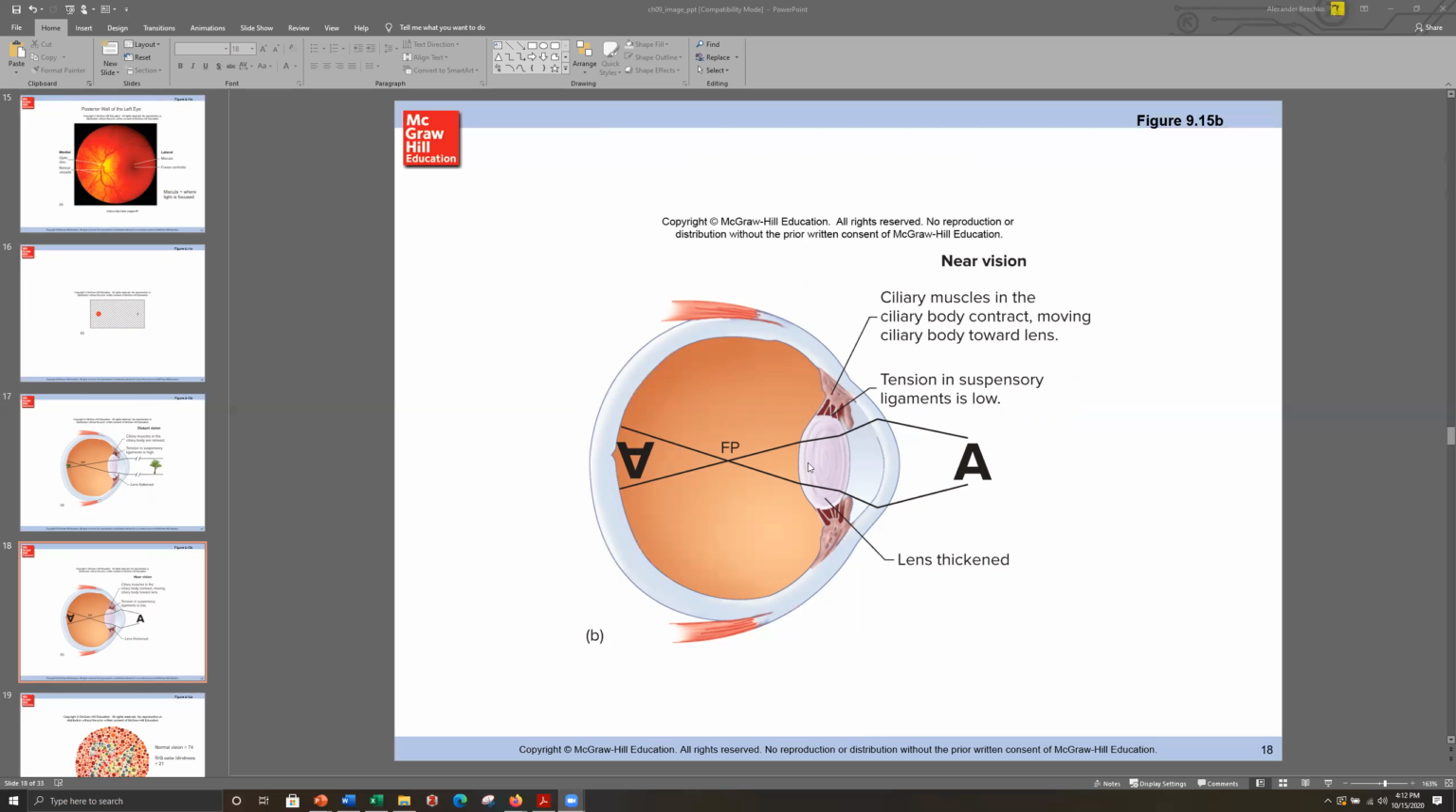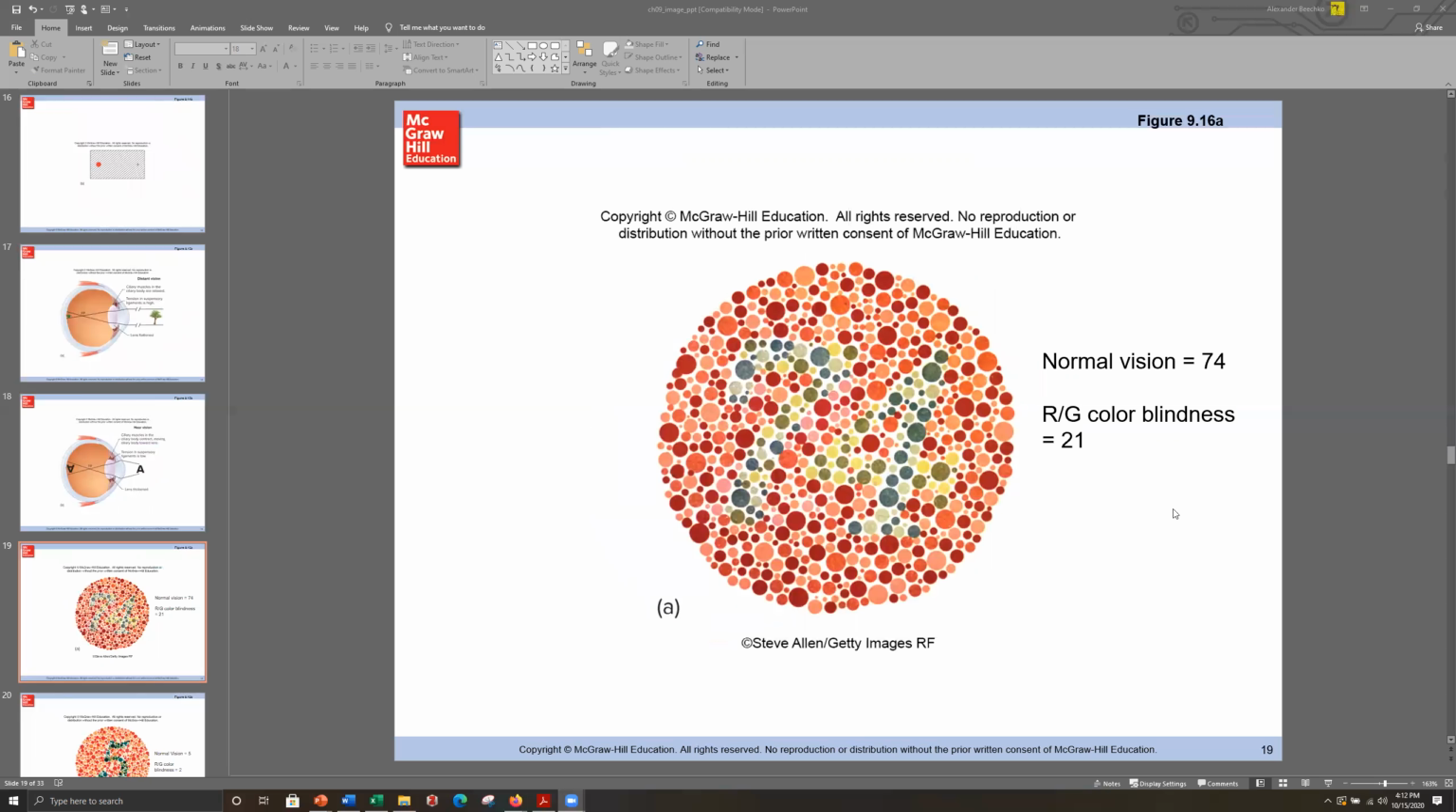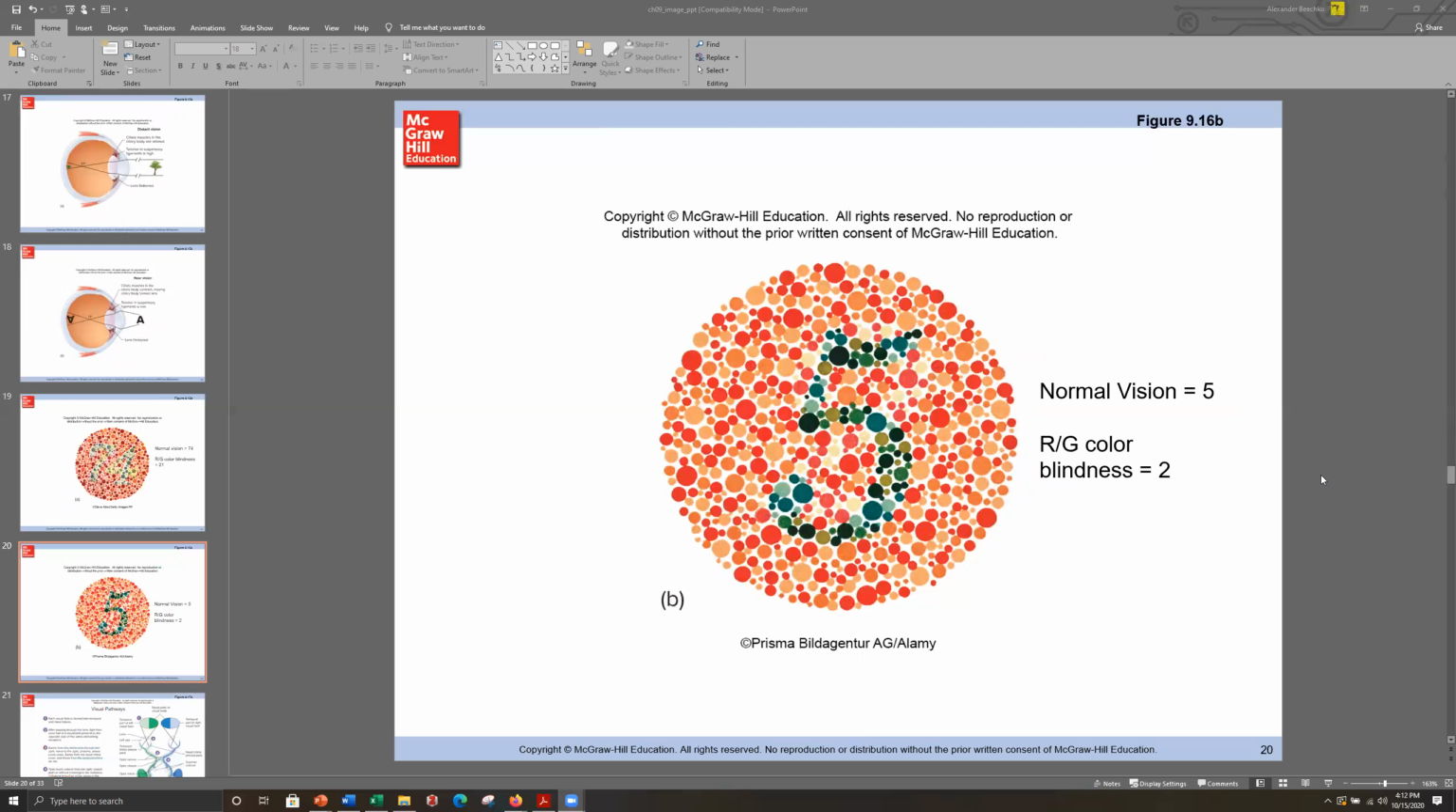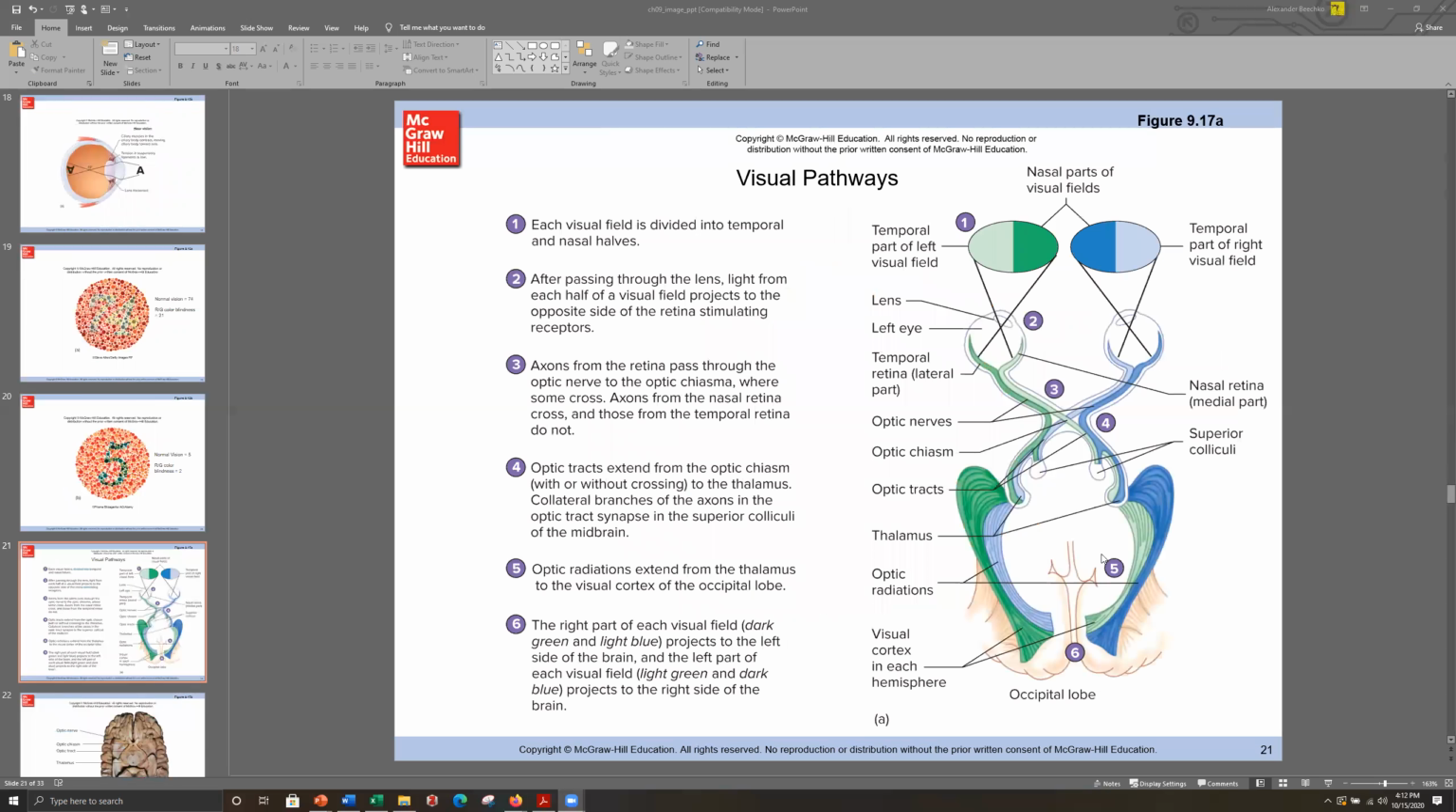And here we have some images that you can test for color blindness. If you're looking at this image, if you have normal vision, you should be able to see a 74 present here. But if you have red-green color blindness, what you might end up seeing is the number 21. Versus this same test where we have normal vision, if you can see 5, if you have red-green color blindness, you'll typically see a 2 represented here.